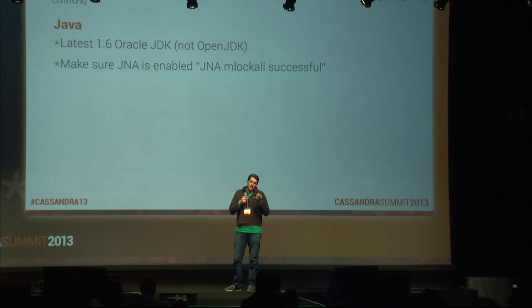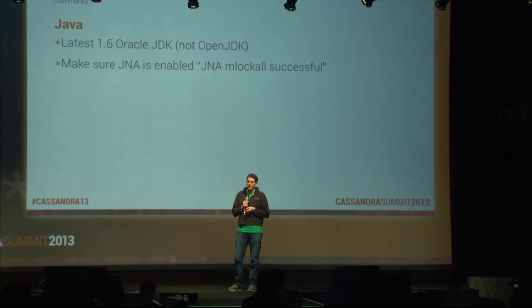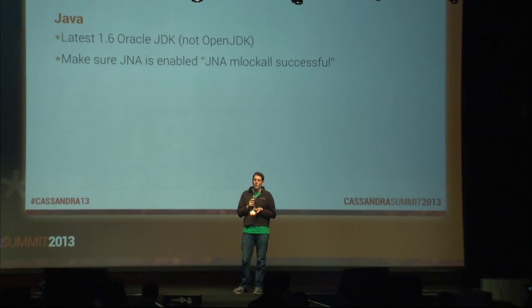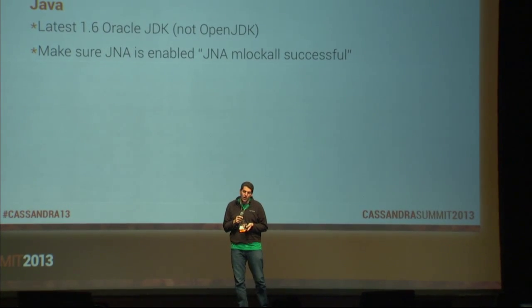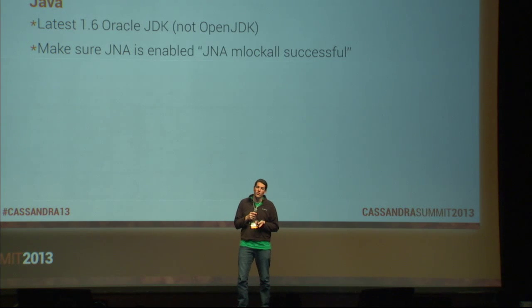Java. Latest 1.6 Oracle JDK. Don't go with OpenJDK in production. It's fine on your dev laptop, but in production, we definitely recommend the latest 1.6 Oracle JDK. When your Cassandra server is starting, make sure JNA is enabled and locks all the memory, or is able to do the mlockall, so that you don't run into performance anomalies. That message is on startup. You should see that.